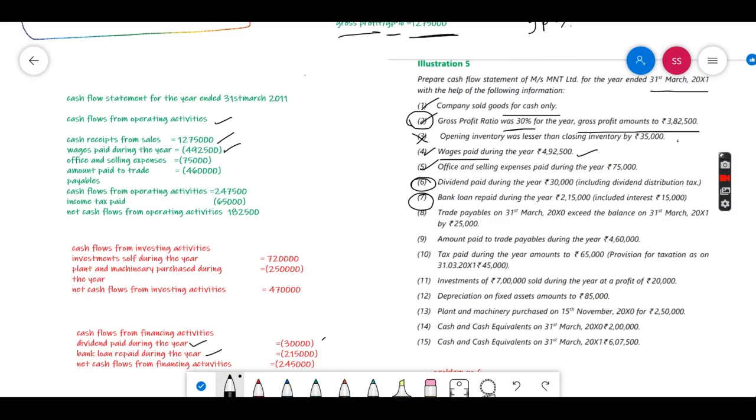And then trade payables exceeds. This is not required. This is information we would use in the indirect method, so that is not required. And then amount paid to trade payables during the year, 4,60,000. This is required. We paid the money to the trade payables, like creditors, when we purchased goods from them, right? So this piece of information is about the purchases. So 4,60,000 amount paid to trade payables. This is an operating cash outflow.